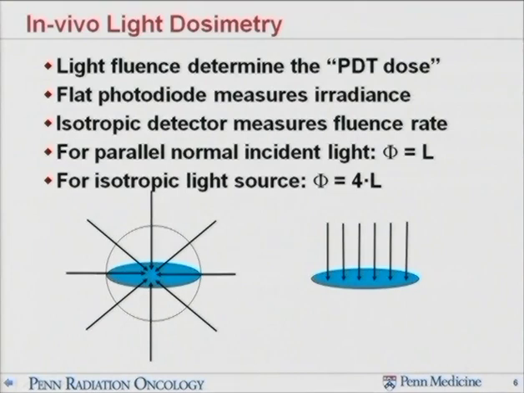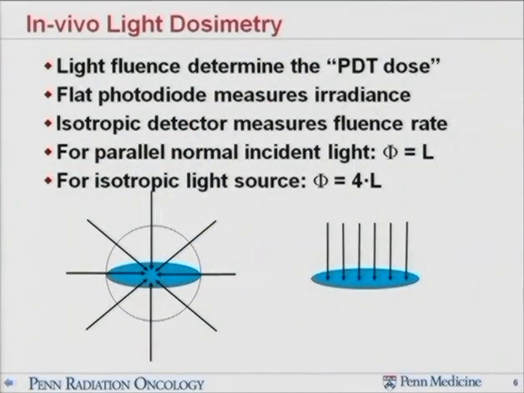So when there is a parallel normal incidence, under that condition, the fluence rate is equal to the irradiance. This really is the lower limit when they are equal. But normally, the fluence rate is larger than the irradiance in most cases. The most extreme case is an isotropic light source shooting into an area, where your fluence rate will be 4 times the irradiance if you just use the definition of the fluence rate and do the calculation.